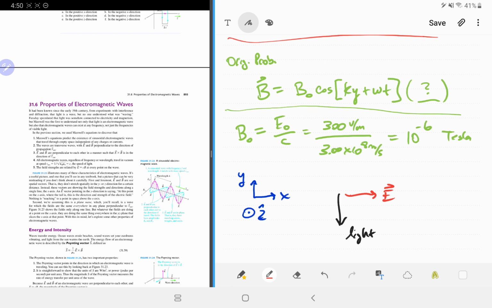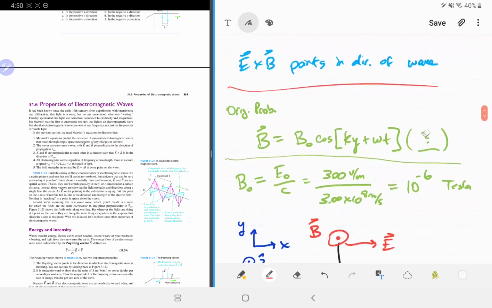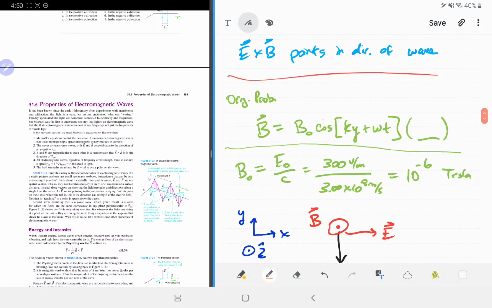Okay, so we can think of this by maybe just guess and check. If B was into the page, E cross B, so you take your right hand, right cross into the page, would be up. But that's not what we want, right? We want the light to go down. So it looks like we have to choose B out of the page. B has to be going this way. Now if you do the right-hand rule, right cross out of the page has your thumb pointing down, and that's perfect. So B needs to be pointing in the plus Z direction. If y equals 0 and t equals 0, this is going to be in the plus Z direction.